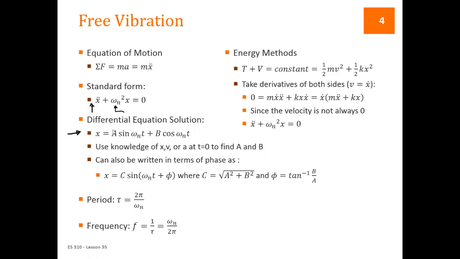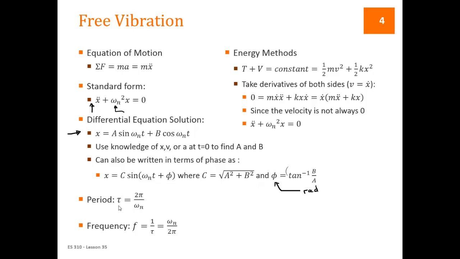We can also write this expression in terms of an amplitude and a phase angle as well. If we're just rewriting this x expression in terms of C sine of omega n t plus phi, here C is going to be the square root of the sum of the squares of A and B, and phi is the inverse tangent of B over A. Remember, phi is going to be measured in radians, so either set your calculator to radians when you do this calculation, or convert degrees to radians before you plug it in.